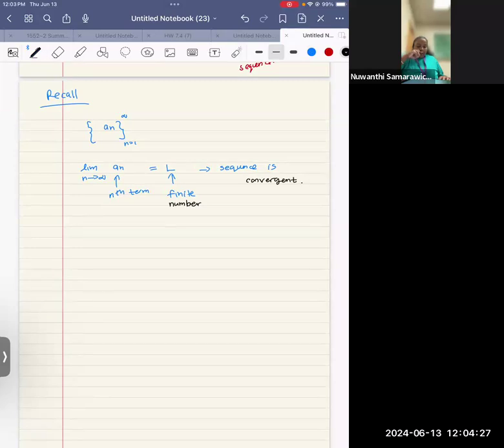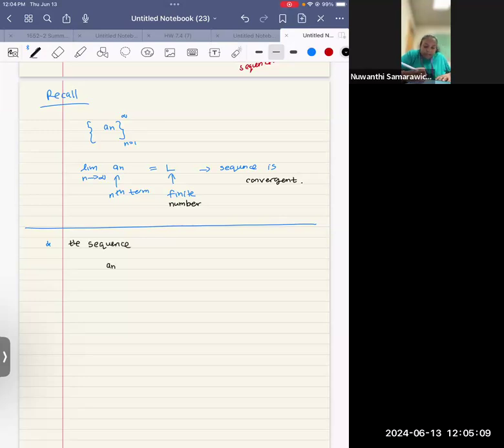Okay, so we did monotonic sequences, increasing sequences. I will recall what a monotonic sequence is again, but let's start with this today. Let's see what is the meaning if we say the sequence is bounded.